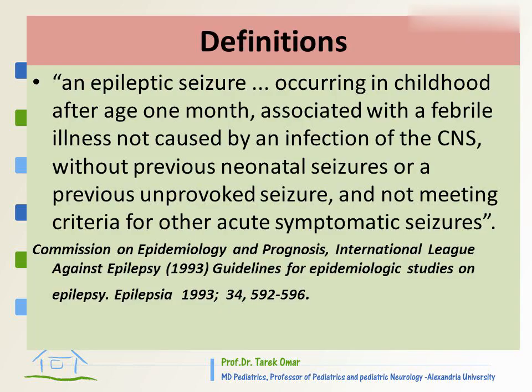Definitions: an epileptic seizure, occurring in childhood after age 1 month, associated with a febrile illness not caused by an infection of the CNS, without previous neonatal seizures or a previous unprovoked seizure, and not meeting criteria for other acute symptomatic seizures. Commission on Epidemiology and Prognosis, International League Against Epilepsy, 1993, Guidelines for Epidemiologic Studies on Epilepsy. Epilepsia 1993, 34.